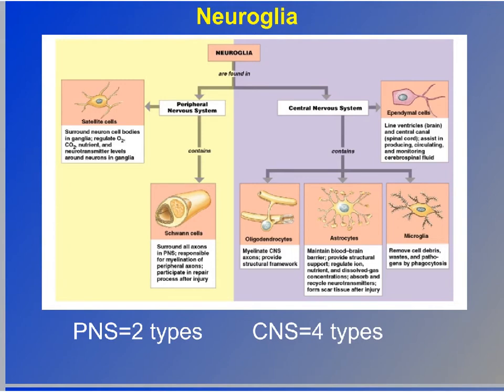Okay, so let's look at the different types of neuroglia and where they're found. First of all, let's look at the central nervous system. There are 4 types of glial cells there. And then in the peripheral nervous system, there are only 2. Again, here's a nice flow chart to help you begin learning how these glial cells are organized.